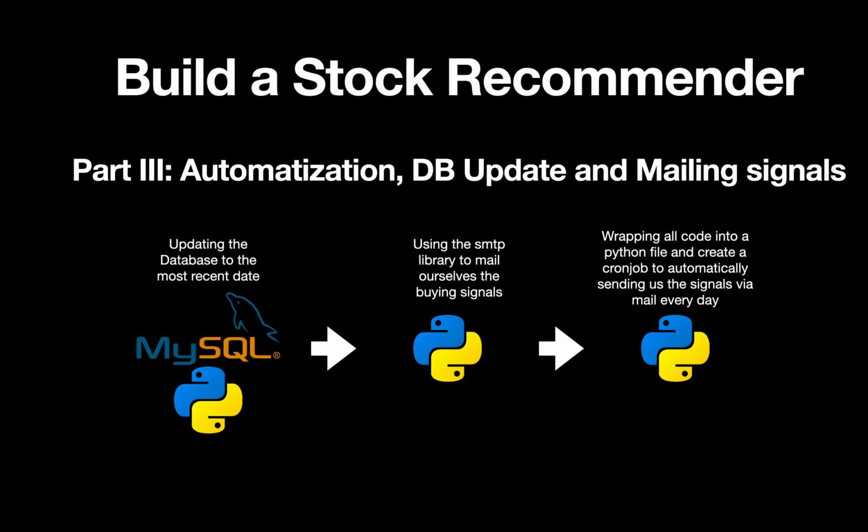Hello and welcome. So in this part we are going to automate our recommendation system, including a regular database update and automatically mailing us the buying signals. In specific, in the first step we will extend the code from the previous video, then use the smtp library to send mails containing buying signals, and in the end, probably the most interesting part, we will automate everything so that we are getting daily buying signals.